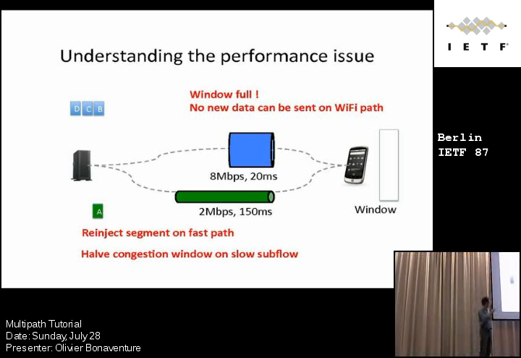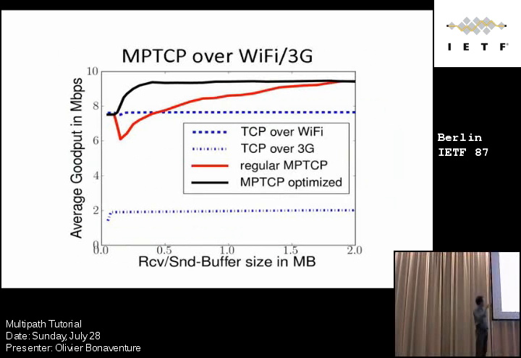And in addition to re-injecting the data, we want to indicate that this is a bad subflow. And so what we do is that we reduce the congestion window by 50% over the green subflow as if there were some losses. So we have a way to penalize the slow subflow. And if we do this change, we get the black curve, which is the curve that you would expect. So when the window is too small, well, there is no miracle. We cannot get more data than the 8 megabits that we could get with Wi-Fi, but when the window increases, we are able to use correctly the available bandwidth.